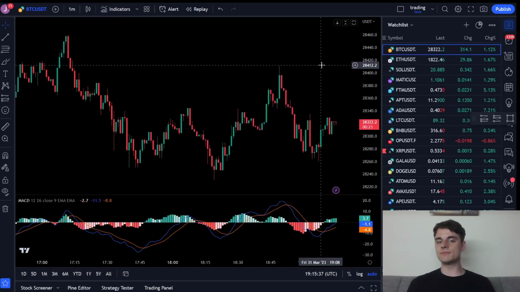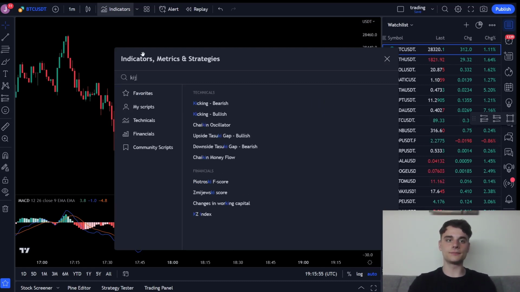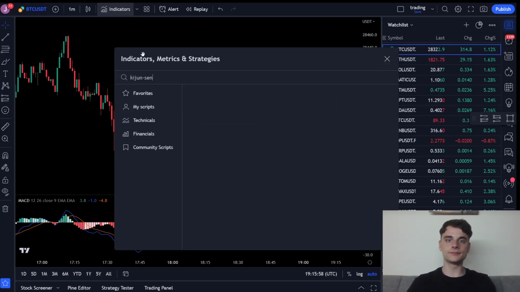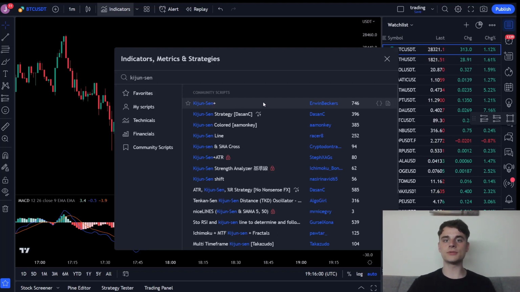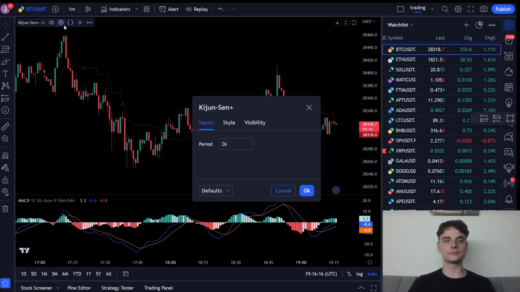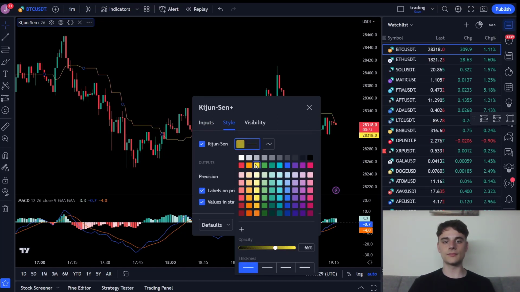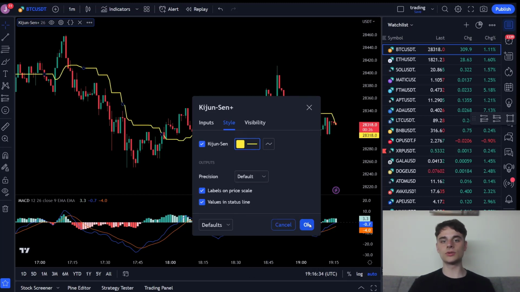We will open positions based on this indicator, but this indicator still gives false signals, so we will add more indicators to filter out these false signals. For the next indicator, we will add the Kijun Sen indicator. So search for Kijun Sen and add the first one, the Kijun Sen Plus by Erwin Beckers. We will have to change some settings in this indicator, so go to the settings icon and then go to the style tab. We will make the color of the Kijun Sen yellow. We will make it 100% opacity and a little bit thicker, so now it's much clearer.